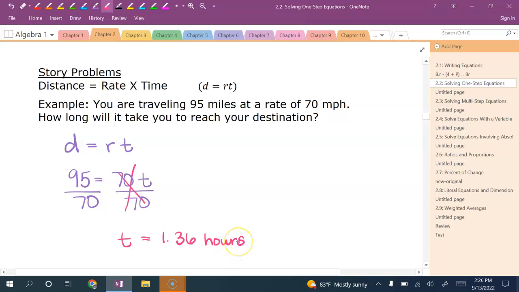Now, don't get that confused with like 1.5 hours, because that's not what that's saying. It's saying 1.36 hours. 0.36 of an hour is not the same thing as 30 minutes. If you wanted to figure out how many minutes that would be, you would need to take that decimal, 0.36, times 60, because that's how many minutes are in an hour. But it would be 0.36 of an hour. So it would be less than 30 minutes even, because it's not even half of an hour there.